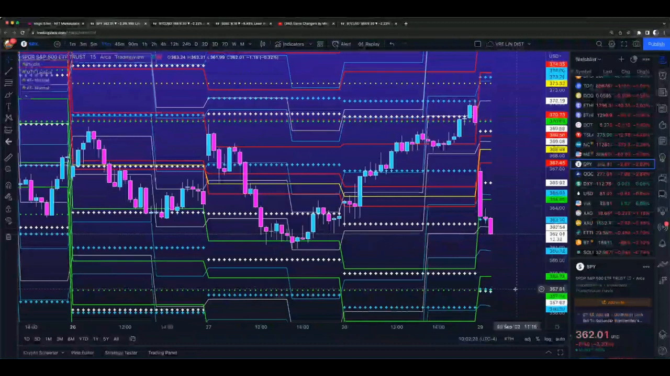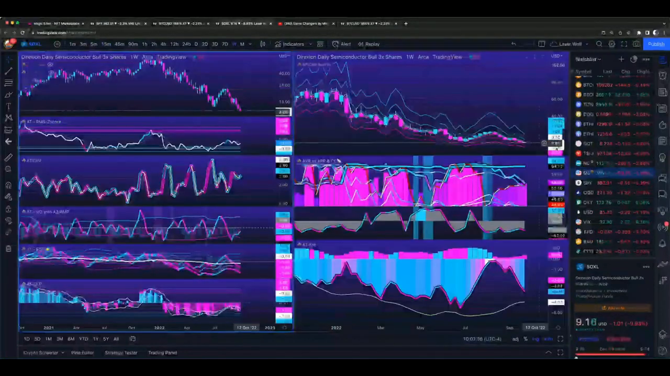Incoming 358 area here. Yeah. I wouldn't be a bit surprised if it's right here on this 15-minute candle too. This thing's feeling like it's got some juice. Let's look at the chart.